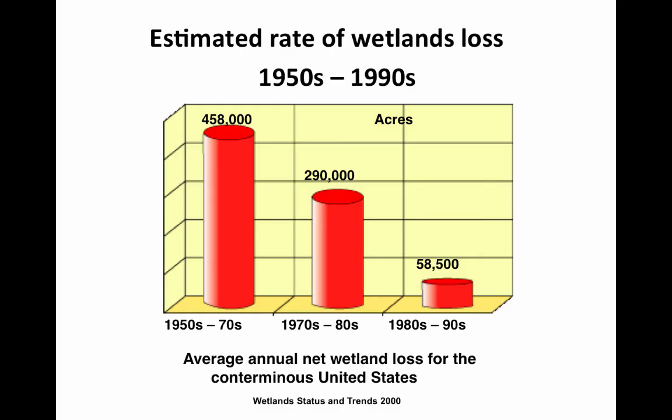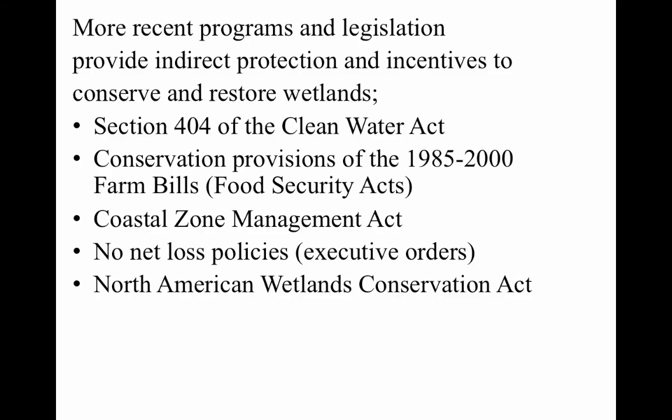Okay, moving on, estimated rate of wetland loss. Back in the 50s to 70s, there were a huge amount of wetlands being lost, and this is annual net loss. So in the 50s to 70s, you're talking about a period of 30 years that on average every year, 458,000 acres of wetlands were lost. Into the 80s and 90s, the rate of loss was much lower. According to the federal policy, the rate of wetlands loss now should be zero. Even if wetlands are lost in one place, they have to be created in another. So attitudes have certainly changed.